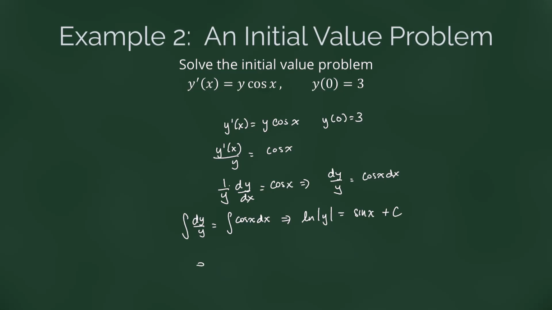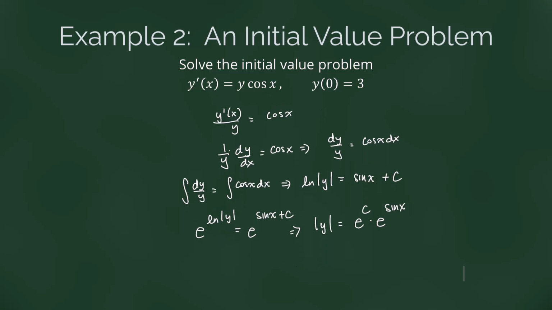Solving that for y, we get that e to the natural log of the absolute value of y is equal to e to the sine of x plus c. On the right, we have the absolute value of y is then going to be e to the c times e to the sine of x. e to any number is always a positive number, so we can get rid of our absolute value, and so we end up with that y is equal to, using the trick we used in the previous example, we're going to write e to the c as some constant a, so we get y equals a times e to the sine of x.